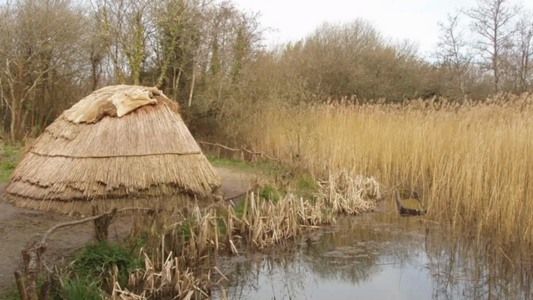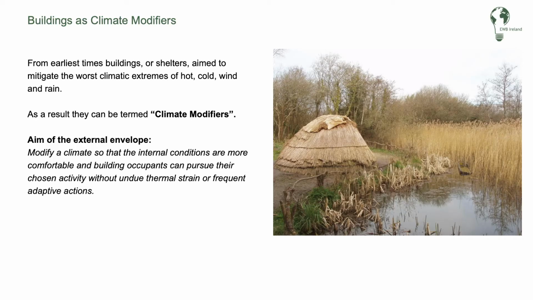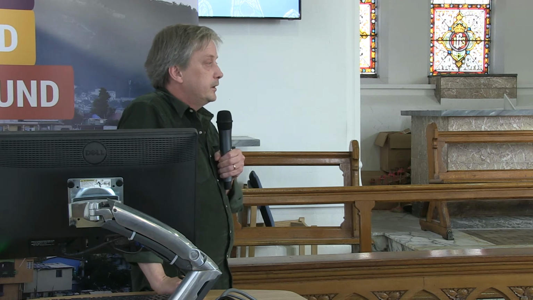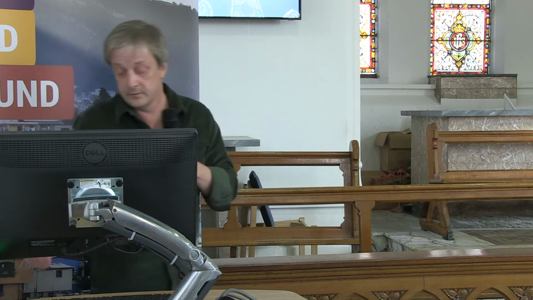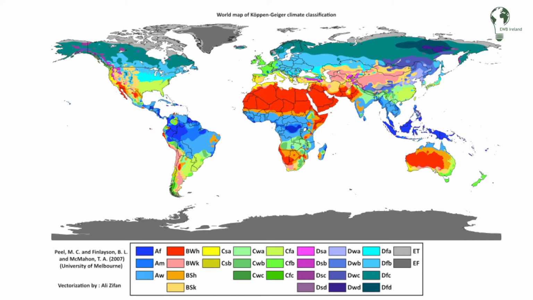So we'll start at the very beginning. What's the purpose of a house? This is a reconstruction of one of the earliest Irish dwellings. And the whole purpose of it really is that it's a climate modifier. It's really so we can get about our daily life, whether we're working, living, whatever, away from extreme heat, extreme cold, wind, rain, and stuff like that. That's the whole purpose of a house. And it's to give us some sort of thermal comfort.